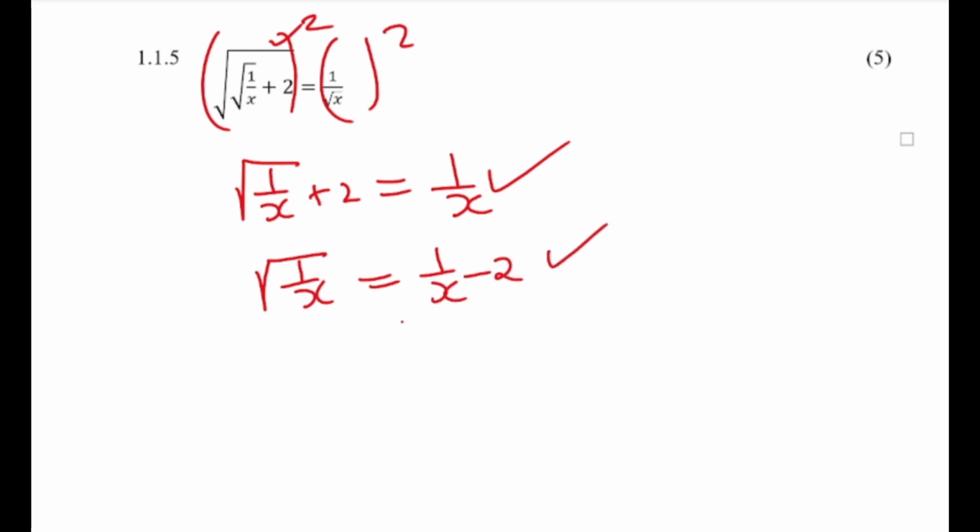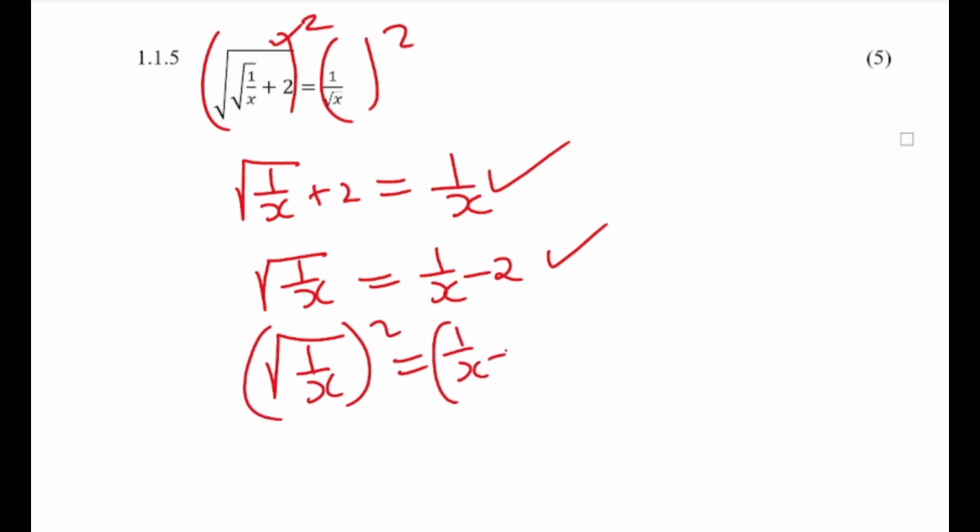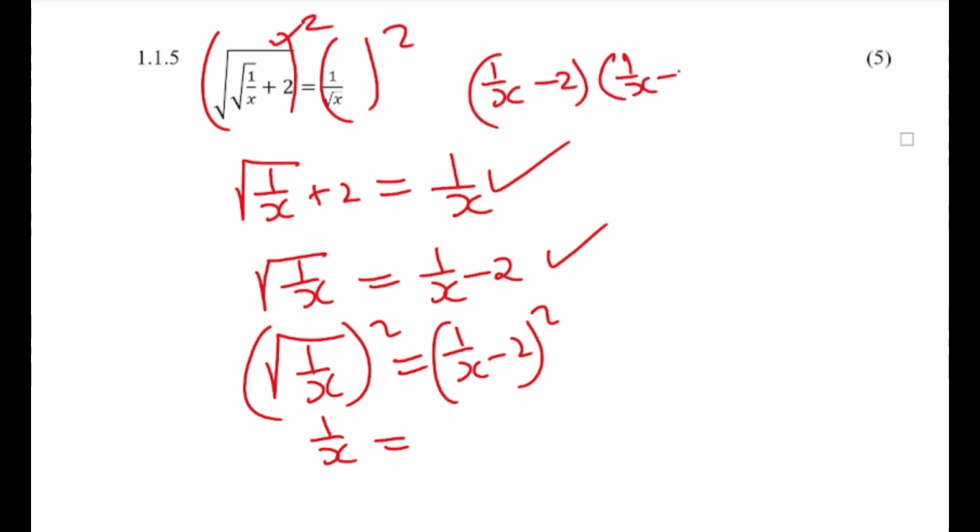And then square both sides now. You square both sides again. So it becomes square root of 1 over x and then squared is equal to 1 over x minus 2 squared. Then what do you get from this one? You get 1 over x is equal to. Right, let's expand this. This is the same as 1 over x minus 2 times 1 over x minus 2. Okay, if you cannot do the shorter method, do this and do your FOIL.